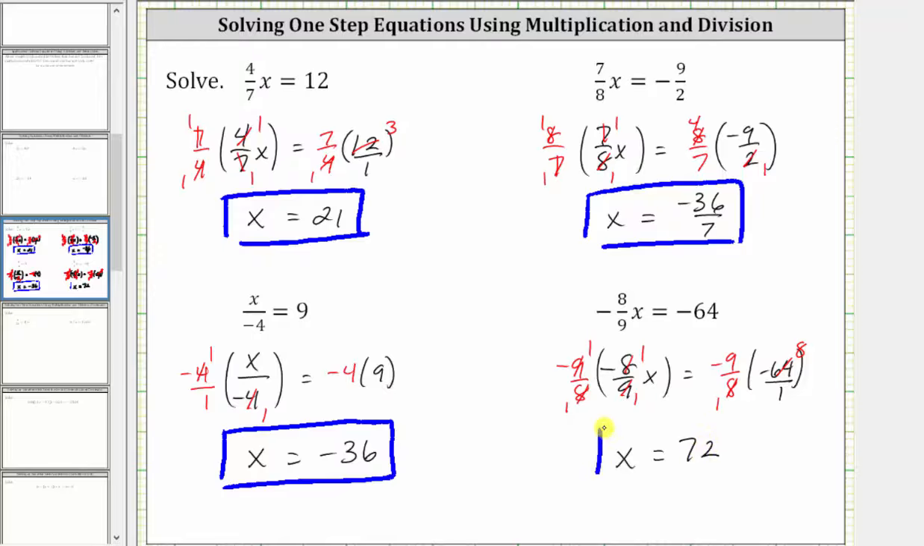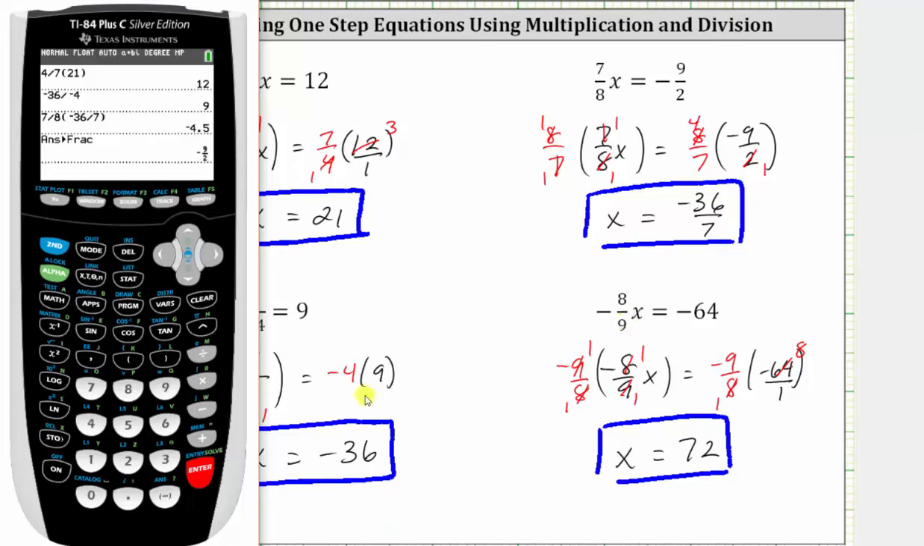But once again, let's go ahead and check this. Substituting 72 for x on the left, we have negative 8/9 times 72, which notice is equal to negative 64.